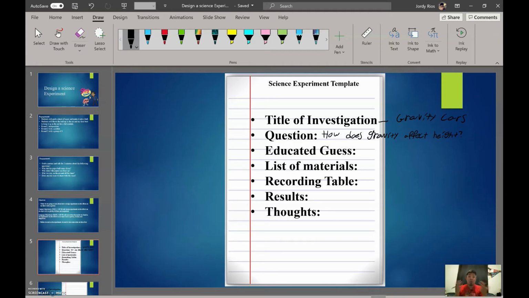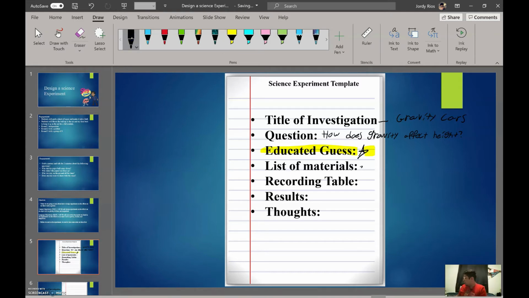So I want you to think. Don't talk to nobody. I want you to think about it. And here is where you're going to write it out. Educated guess. What do you think is gonna happen? I want you to put your answer right here. Next, list the materials.